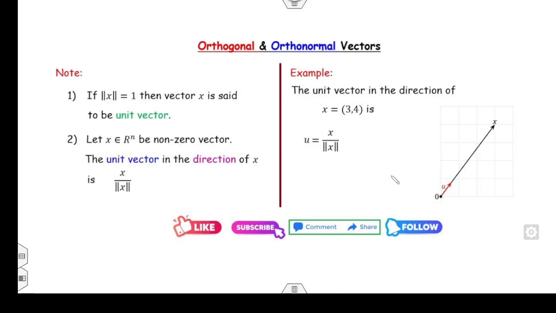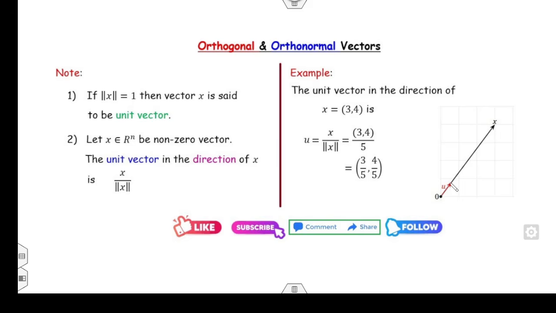Now, for example, if I consider this vector x as (3, 4), then what is the norm of x? It will be 9 plus 16, which is 25. The square root of 25 is 5, which is not equal to 1. Then how can you make it into a unit vector? The unit vector is x divided by the norm, which is (3, 4) divided by 5. So it becomes 3 over 5 and 4 over 5. Because this is the unit vector, we write it in the direction of this vector u.